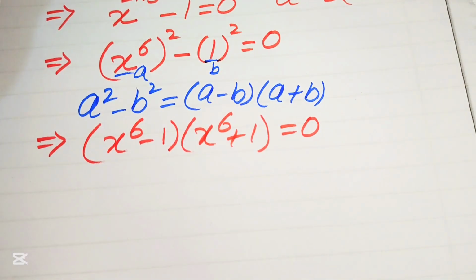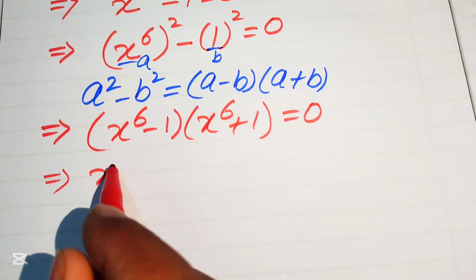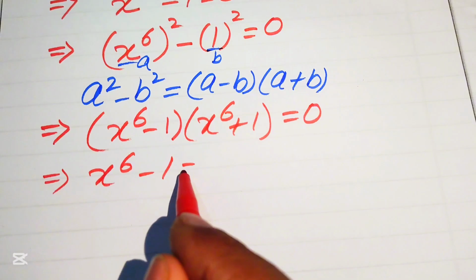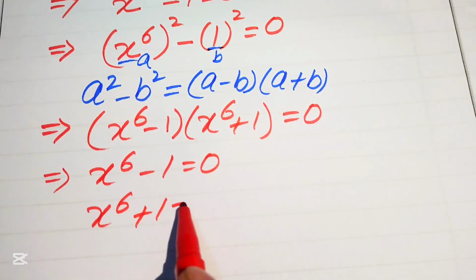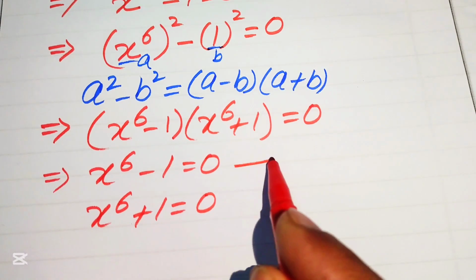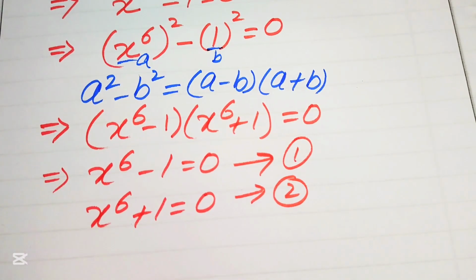So now after this step here we just break this equation in two cases. Our first case is we take x to the power of 6 minus 1 equals to 0. The second case is we take x to the power of 6 plus 1 equals to 0. We call this equation number 1, and we call this our equation number 2.